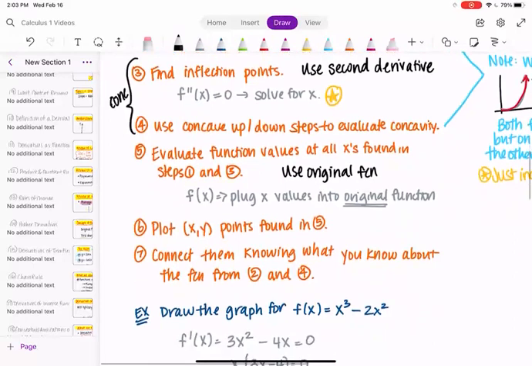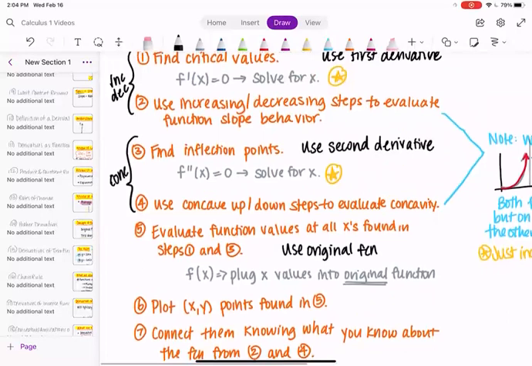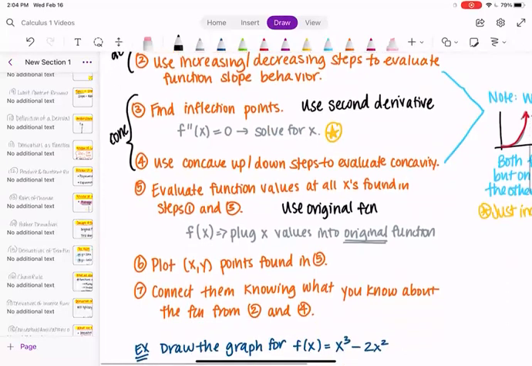So definitely make sure that when you find the y values of each point, you're plugging it into the original function. And then the last 2 steps are to plot the x and y coordinates you found in step 5, and then use these ranges that you found in step 2 where it was increasing and decreasing, and in step 4 where it was concave up and down, to connect the dots that you plotted in step 6.